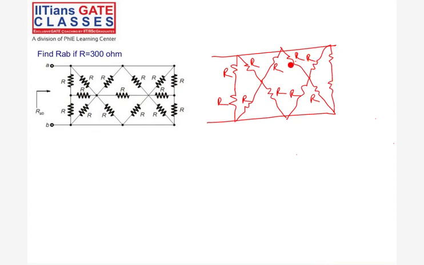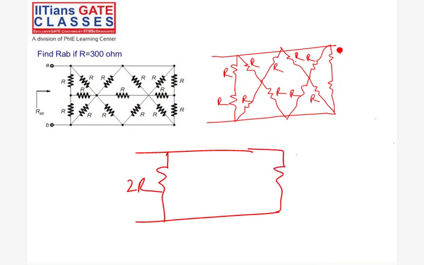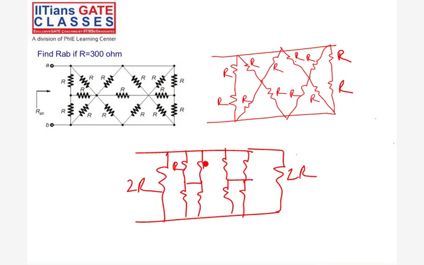So again, I have parallel resistances here. R and R in parallel, what is the equivalent resistance? Two equal resistances R are in parallel, what is the equivalent? R by 2, right? So this can be replaced by R by 2, and this is R by 2. So this will become something like this.